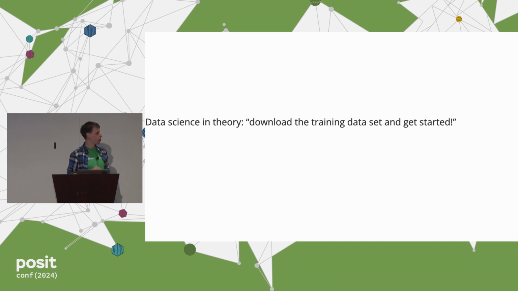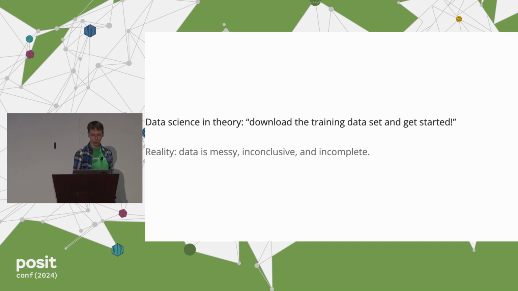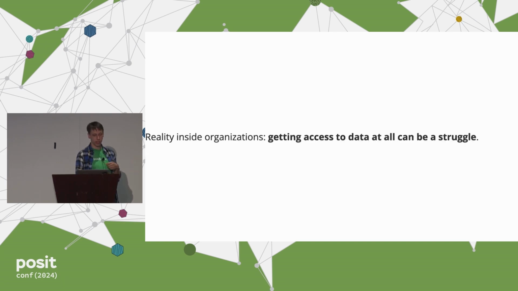And I think as most of you probably know, the reality is much more complicated. So a key part of data science work is just confronting the fact that data is messy and inconclusive and incomplete. Its provenance is unclear. Its value is often unclear. And plenty of folks at this conference will have something to say about this problem. But I want to focus on a second very unglamorous reality of data science work inside of organizations, which is that getting access to data at all can be a struggle.